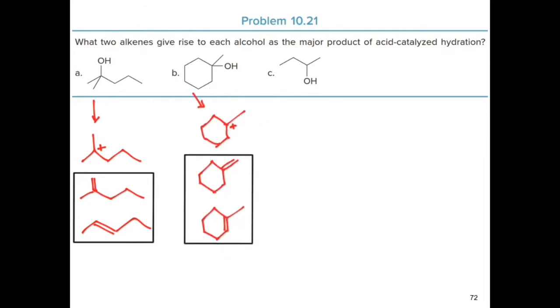And for the third alcohol here, we'll do the same thing. So we can have the carbocation on this carbon atom, and then we can connect a double bond between this carbon and this outside carbon atom here. Or a double bond between this carbon and this carbon right here.